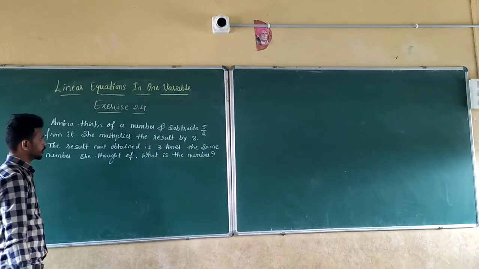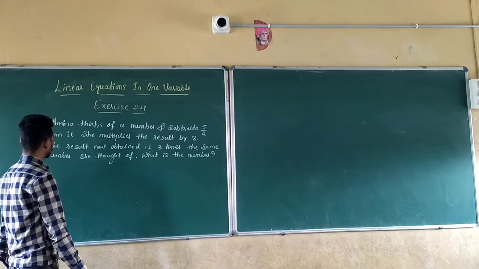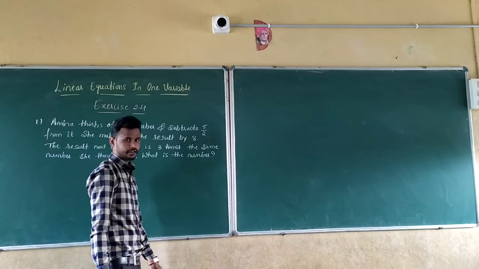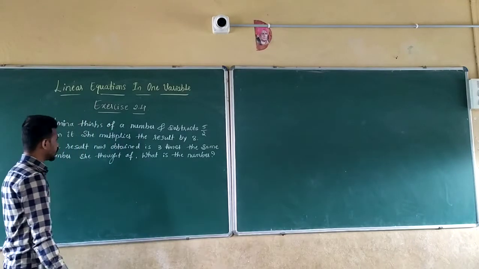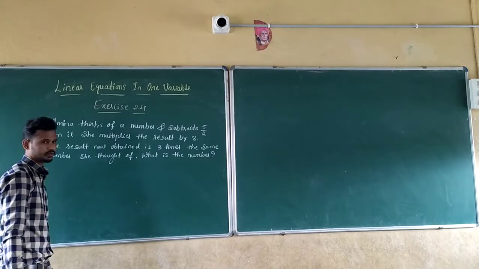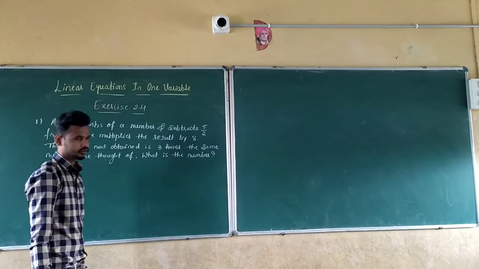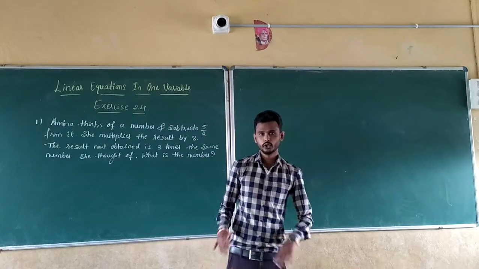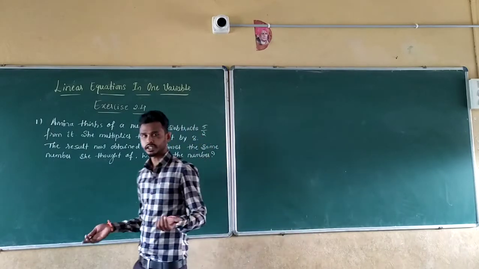Amina thinks of a number and subtracts 5 by 2 from it. She multiplies the result by 8. The result now obtained is 3 times the same number she thought of. What is the number? So Amina thinks of some number. We don't know which number that is. Let us take that one as x.